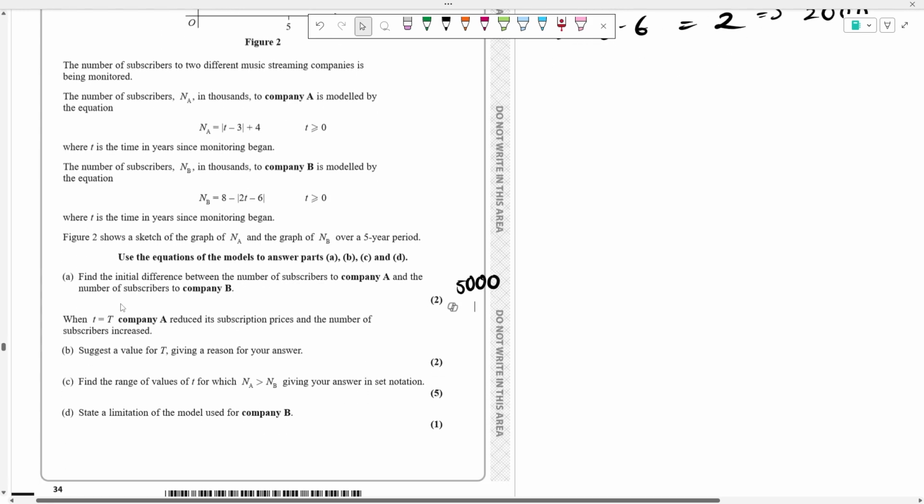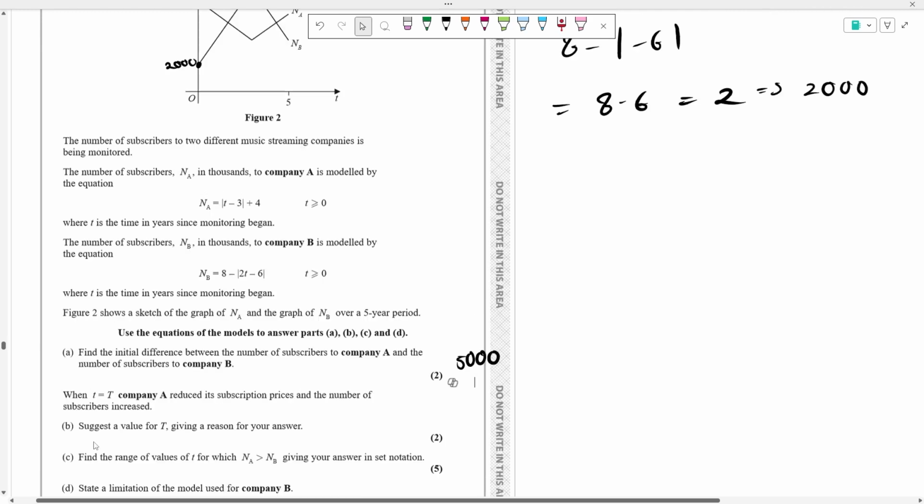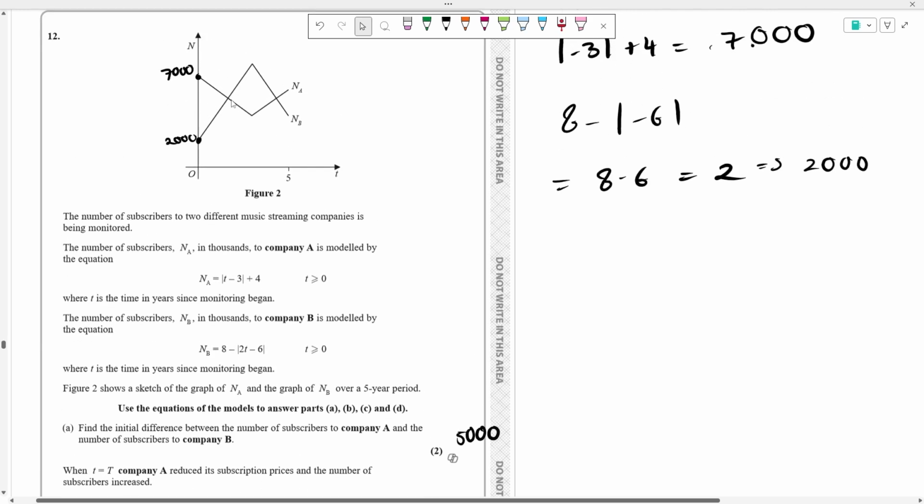Okay, cool. When t is equal to t, company A reduced its subscription prices and the number of subscribers increased. Suggest a value for t, giving the reason for your answer. So here you can see that NA, or company A, goes down and then it goes up. So I would assume that this lowest point can potentially be t, because that's the lowest point of company A, and then after that your subscribers begin to increase again.